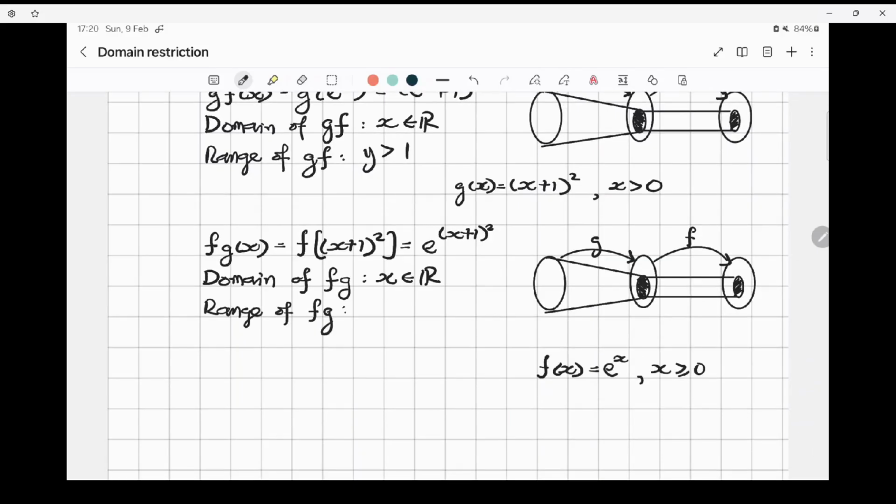So what is the smallest value in this case? The smallest value is when x equals to 0. So your f0 is 1. And because there is this equal sign, your range will be greater or equals to 1. So that's how you find the domain and the range in this case.